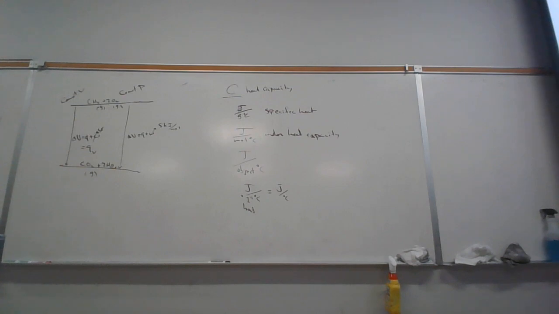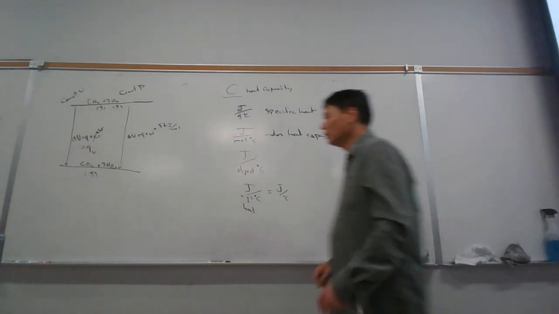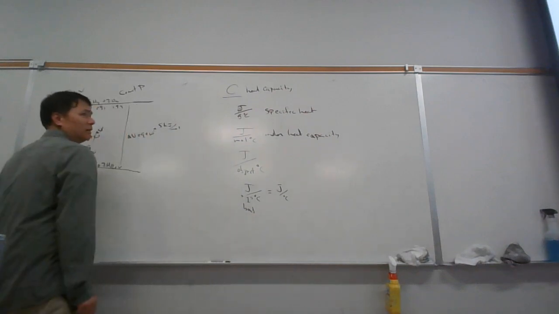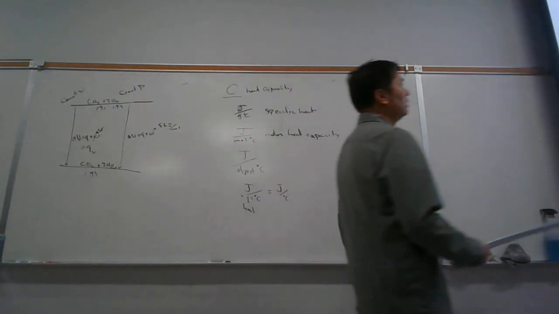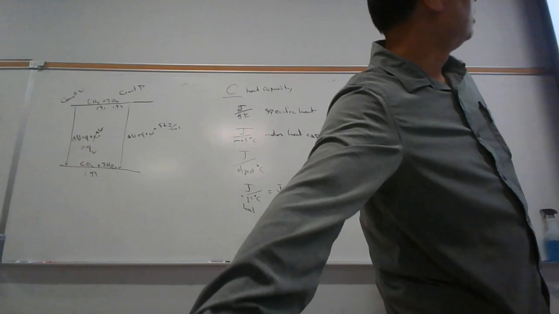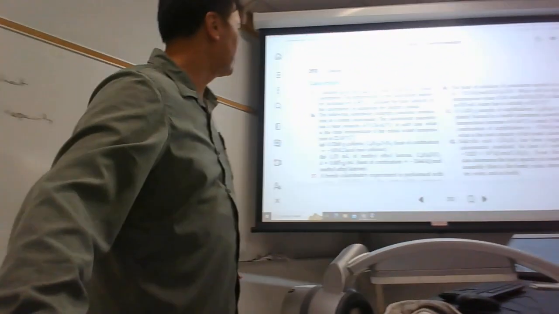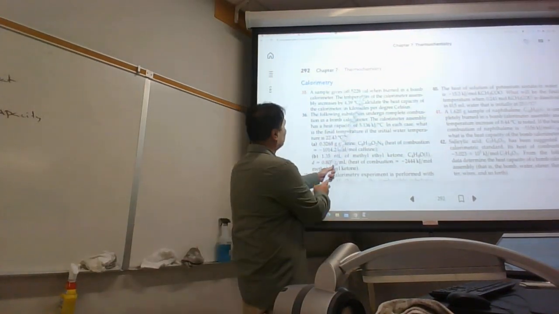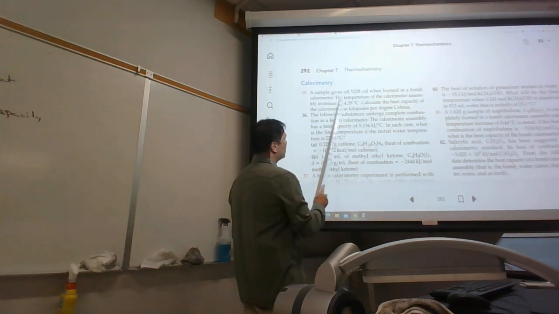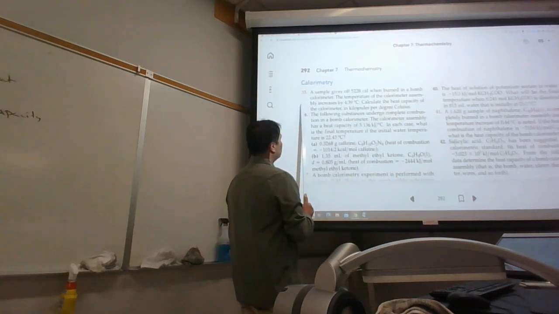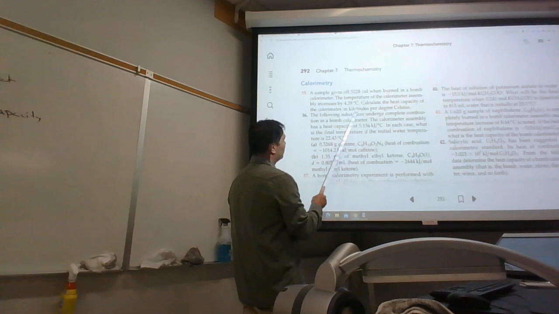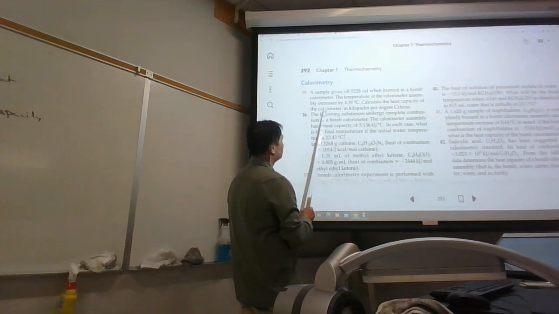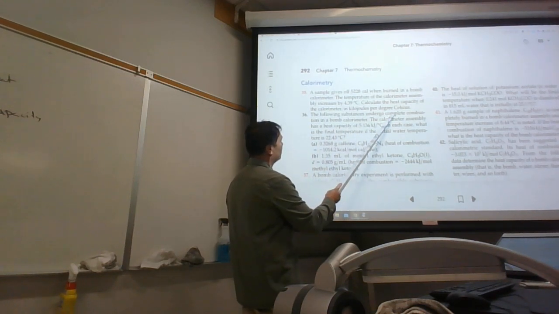Because we need to know the heat capacity of the bomb. So if we look at the calorimetry problems here, they say a sample gives off 5,228 calories when burned in a bomb calorimeter. The temperature of the calorimeter assembly increases by 4.39 degrees C. Calculate the heat capacity of the calorimeter in kilojoules per degree C.